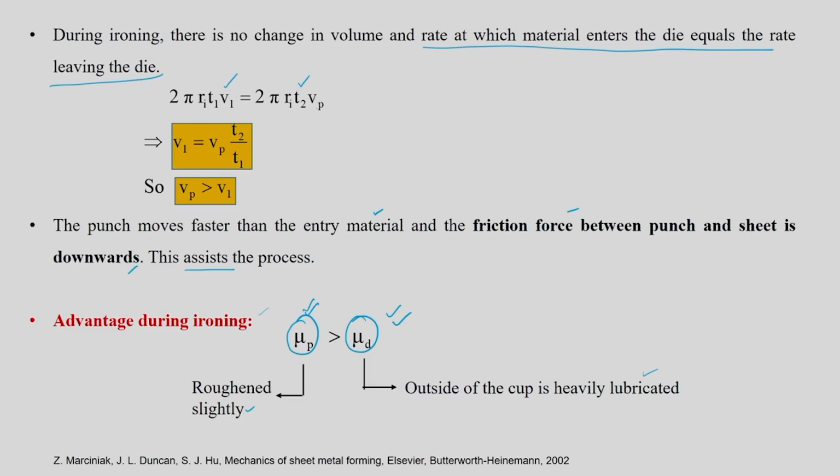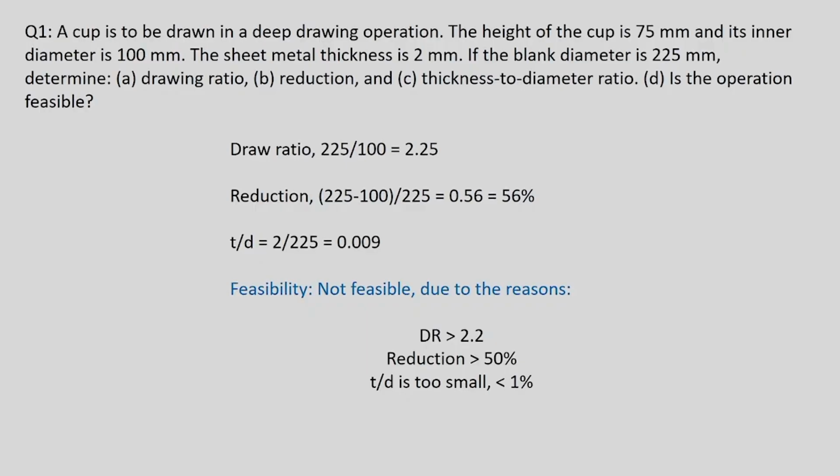So, with this we are completing this particular chapter on deep drawing, but before that let us quickly do 2-3 important problems, small problems which will be useful for us. The first one is, a cup is to be drawn in a deep drawing operation. The height of the cup is 75 mm, the output height is given, and its inner diameter is 100 mm.